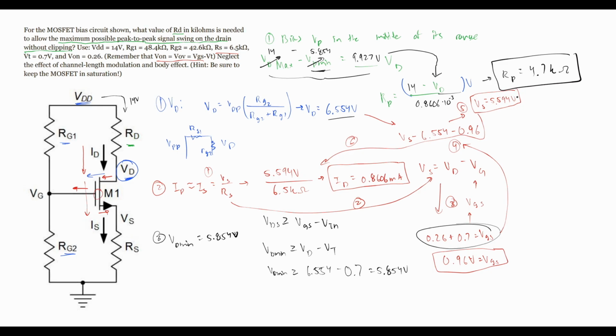And that's the RD for max voltage output swing. And the reason why, again, we do this very first part is because the maximum possible peak-to-peak signal swing on the drain without clipping needs to be found. So that's how we would look at this problem.